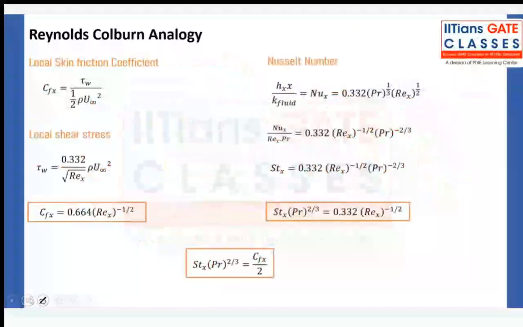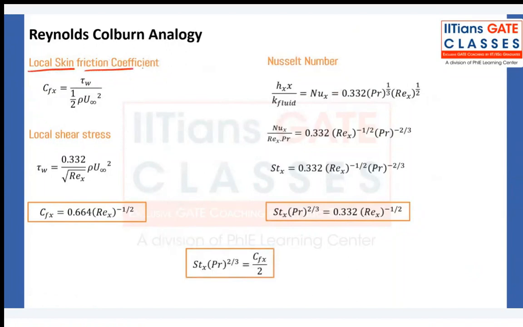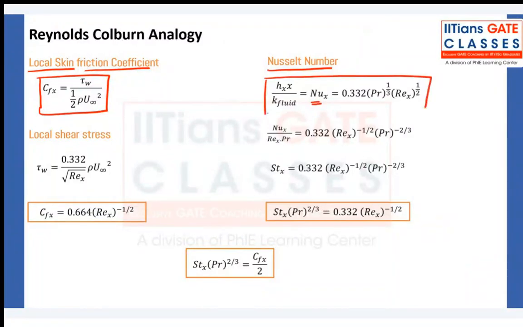So look, local skin friction coefficient is defined by this equation. This is what we have already seen. And Nusselt number is given by hx x by k fluid and this. Now local shear stress is 0.332 by root Reynolds number times rho u infinity squared. So if I substitute this here and simplify Cfx, I am going to get this equation.